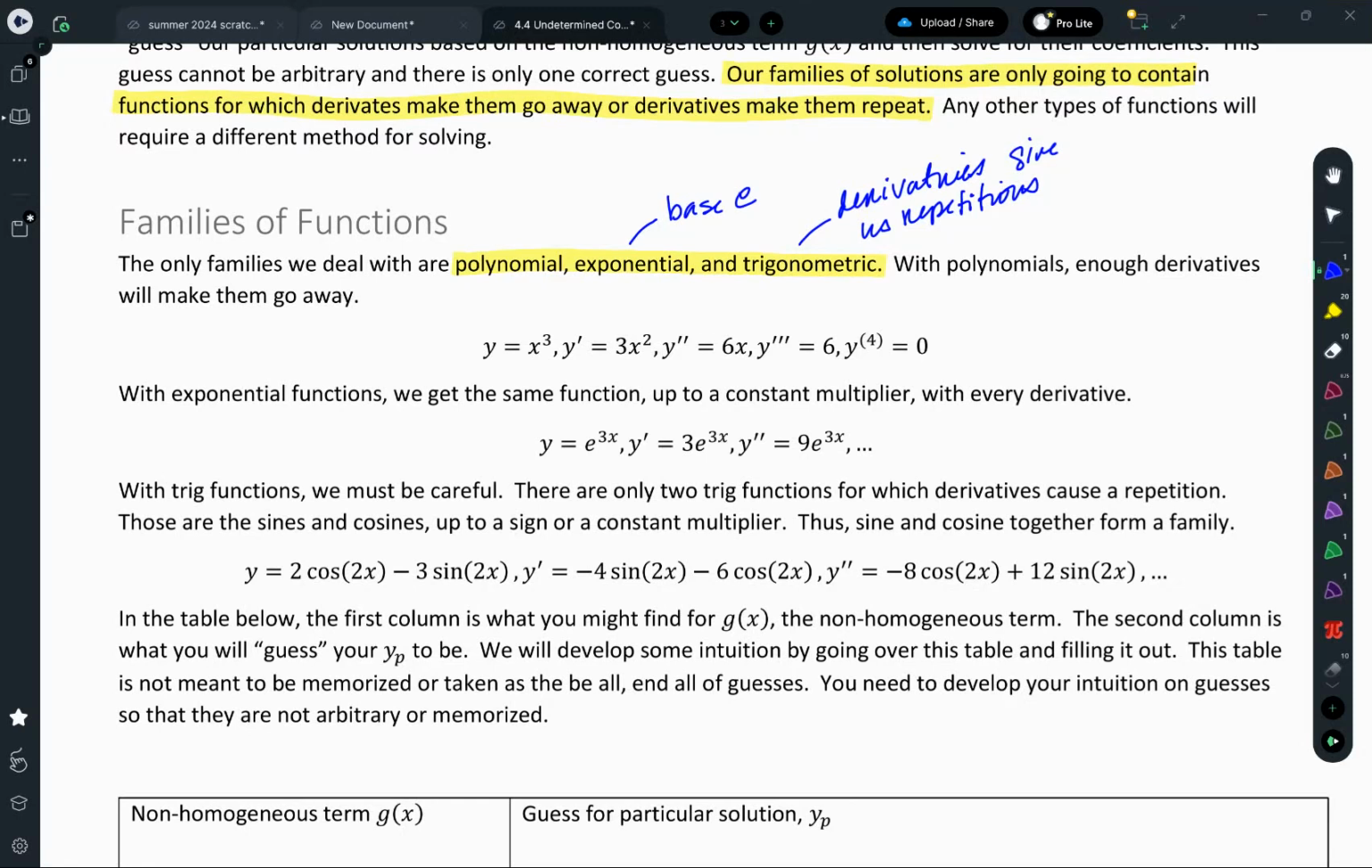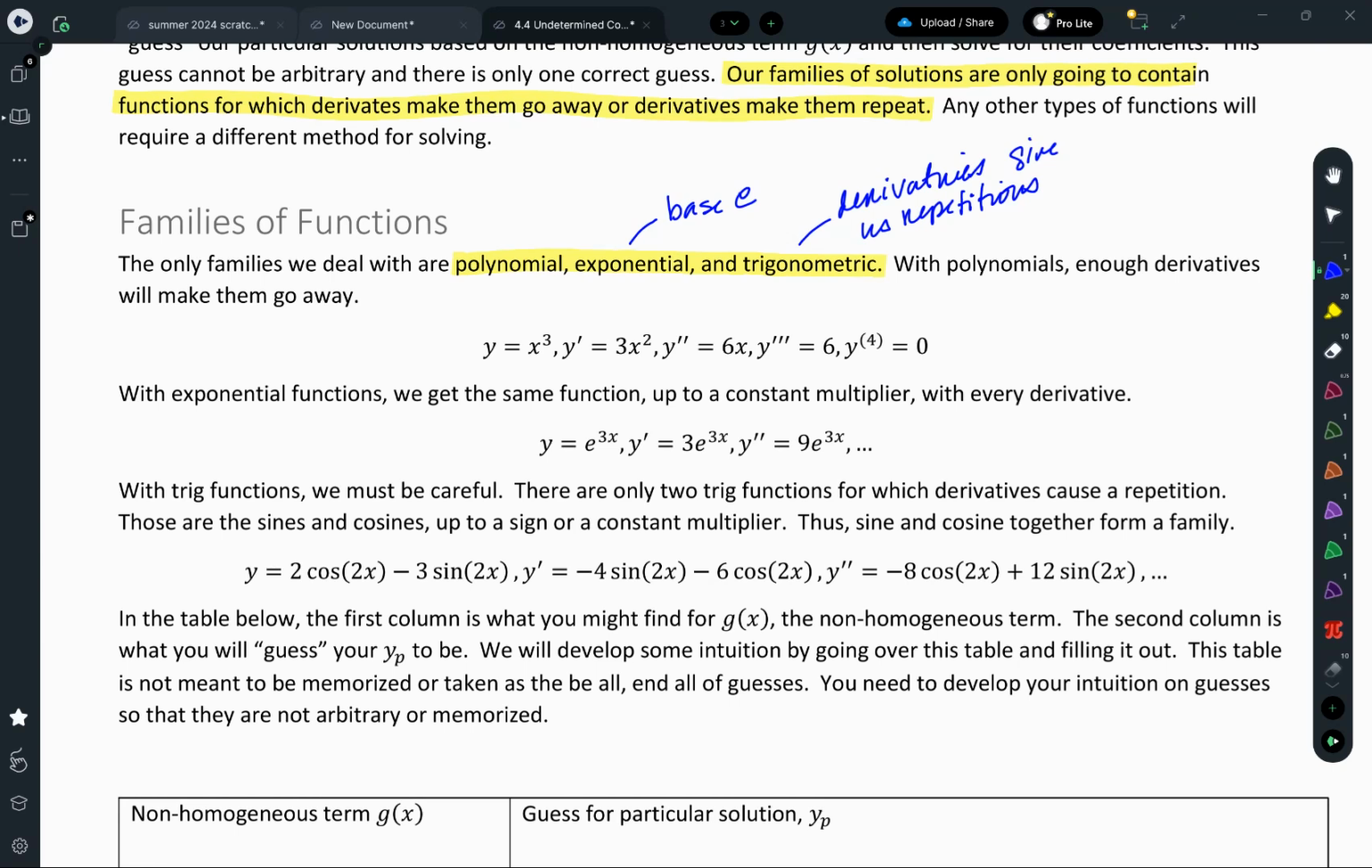For a counterexample to that, imagine if y was tangent of x. Well, then y prime would be secant squared of x. Y double prime would be 2 secant times the derivative of secant, which is secant tangent. And all of a sudden, it's just getting uglier with each next derivative. And so we stop. That's not a good candidate for what we want to do.